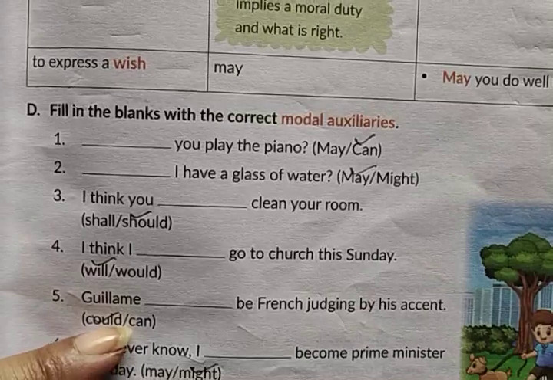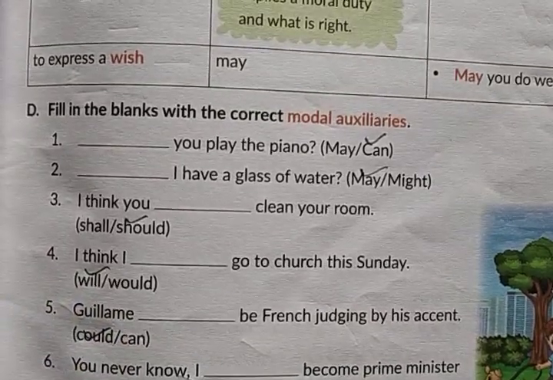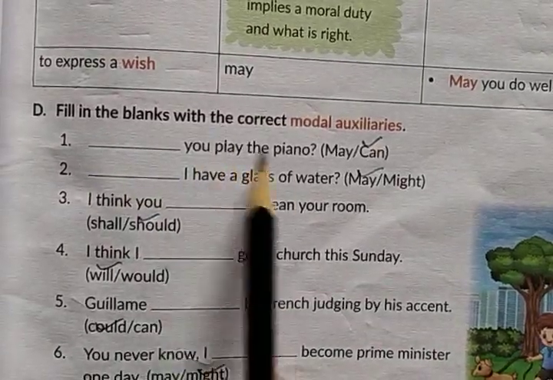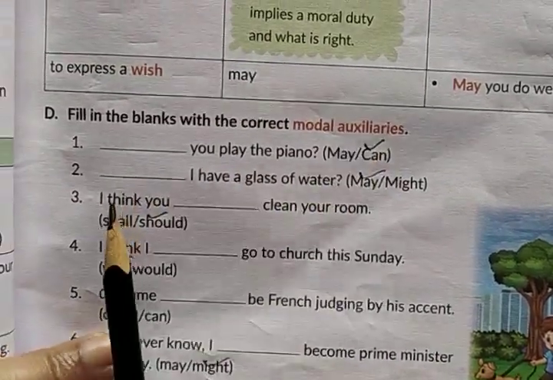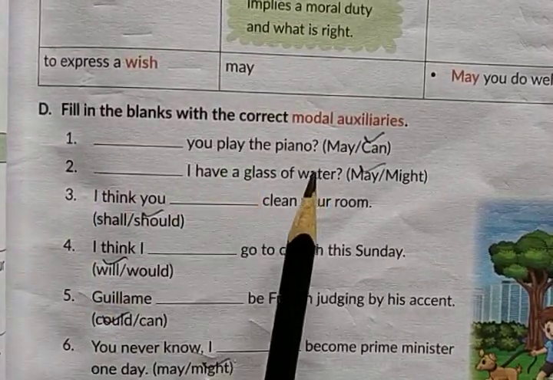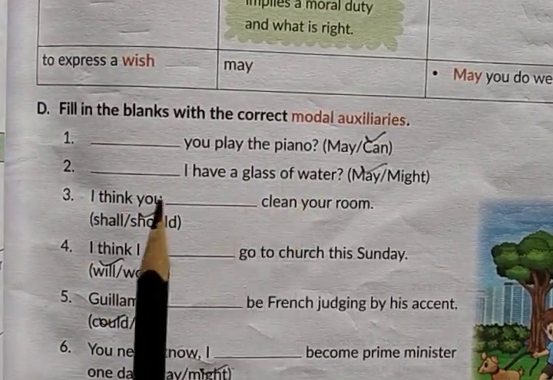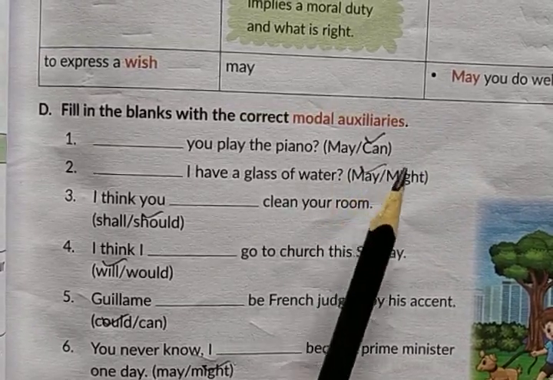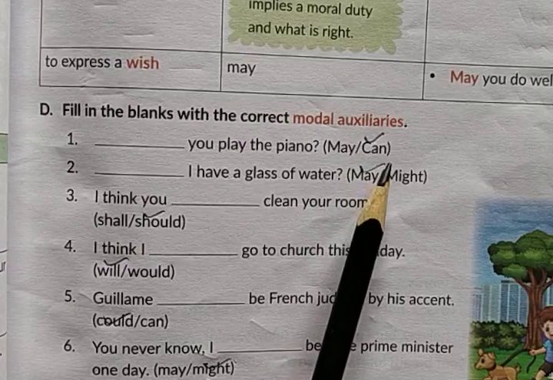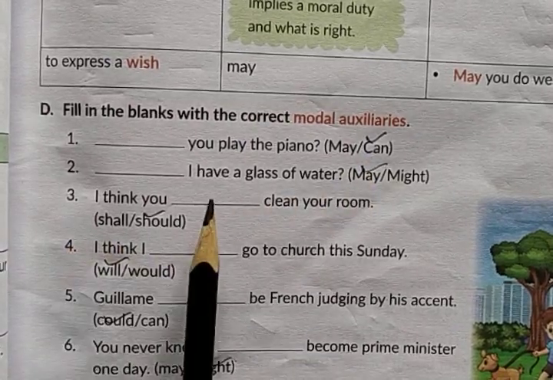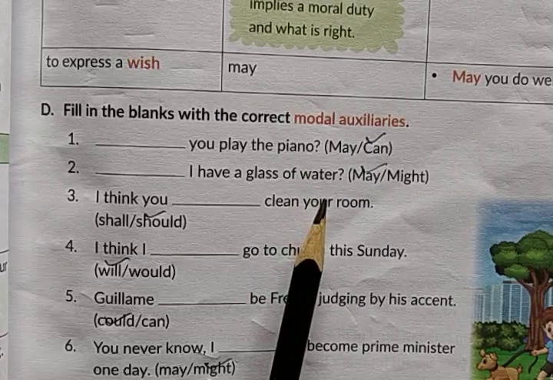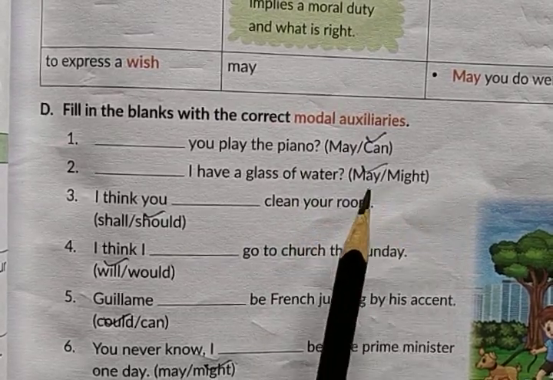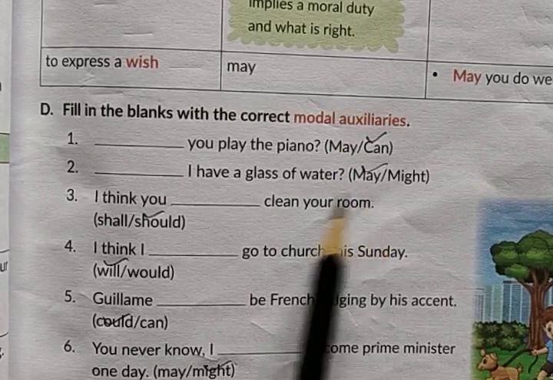Now, based on this table and the uses of modal auxiliaries, we are going to do an exercise. Okay. Fill in the blanks with correct modal auxiliaries. Blank you play the piano. What can you write, may or can? So the appropriate modal is can. Can you play the piano? Blank I have a glass of water. So may or might? The answer will be: may I have a glass of water?